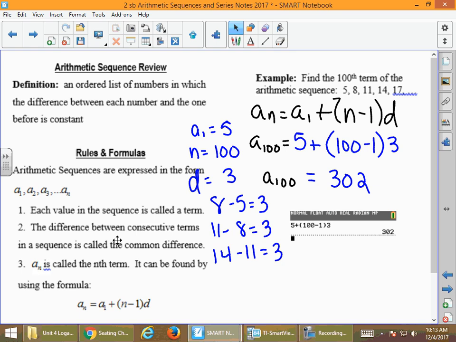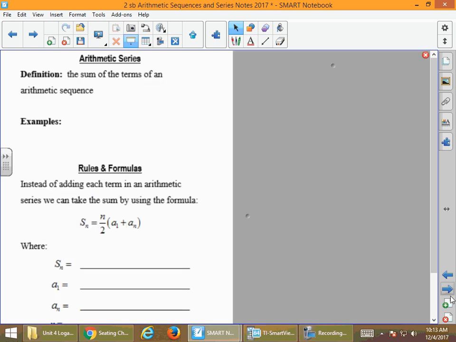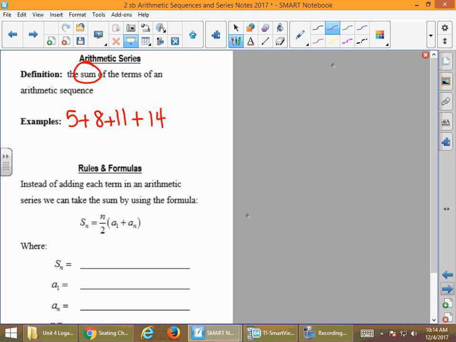Now, what we just began today is talking about an arithmetic series. And again, a series means that we're adding something together. The sum is the answer to an addition problem. So it's the sum of the terms in the arithmetic sequence. If we take the example that we were just given here, which was 5, 8, 11, 14, 17, we can write it as a series simply by saying this is 5 plus 8 plus 11 plus 14 plus 17. There's an example of an arithmetic series. Those values are added together.